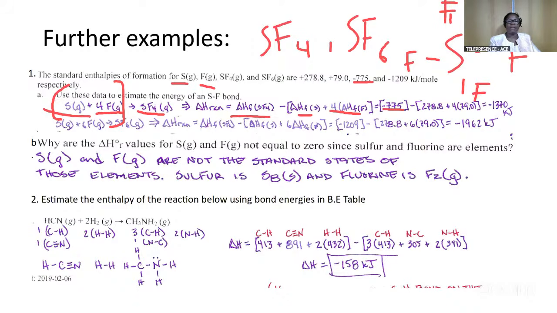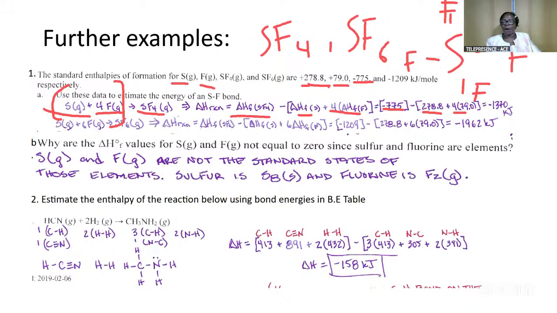For S, you have been given 278.8, and then for fluorine, let's see where fluorine is. Fluorine is on the reactant side, so here you have that of fluorine as well, which is 79.0. So when you substitute all of these terms, 4 of fluorine, that is why we have 4 in front of that value to multiply it. So if you multiply it by a factor of 4, you get that.